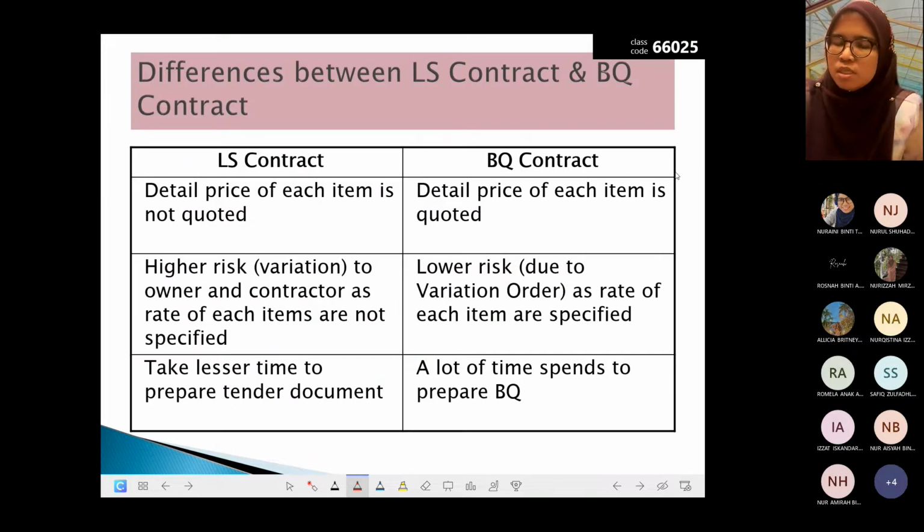So the difference between lump sum contract and BQ contract. Lump sum, the detail price of each item is not quoted. BQ, the detail price of each item is given. Lump sum is high risk on the variation, sebab kita tak tahu exactly material tu berapa harga dia. So tiba-tiba material naik harga, then you tak boleh claim. Compare dengan BQ, kita tahu simen tu berapa dia letak harga masa tender. Tiba-tiba kat site simen naik harga, so kita tahu perbezaan dia. So kita boleh bayar the variation to the difference.